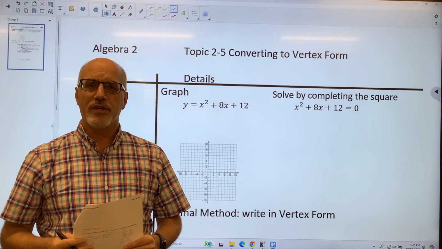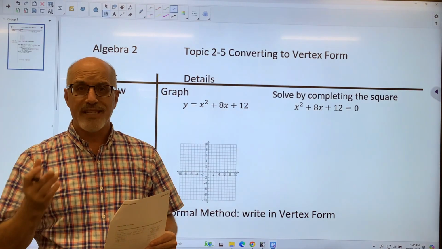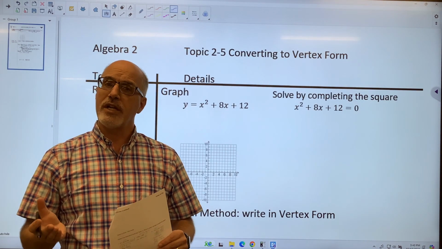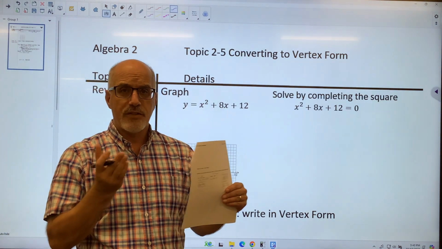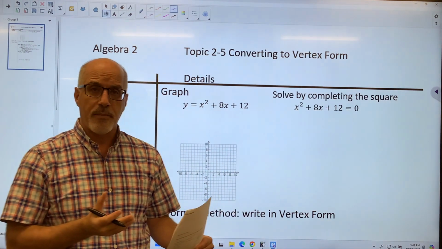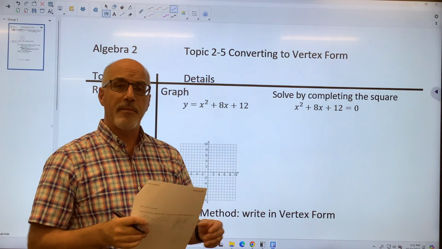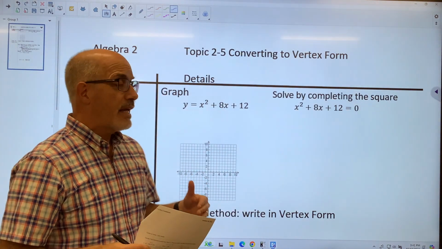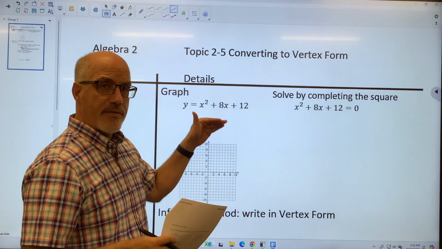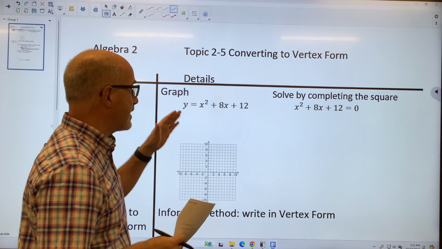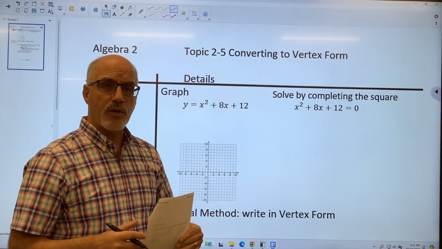This lesson will focus on graphing, and we're going to take standard form equations of quadratics and transfer them into vertex form. So we're going to use the method of completing the square, and we're going to use it in the context of doing it with the graph. So let's start off by looking at a problem like this and how we would graph it.